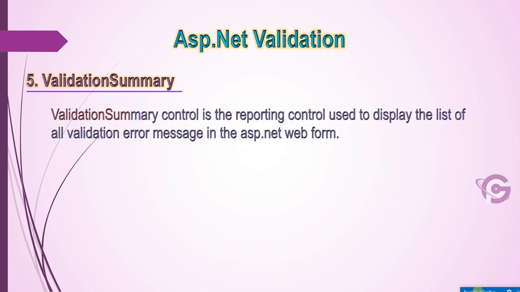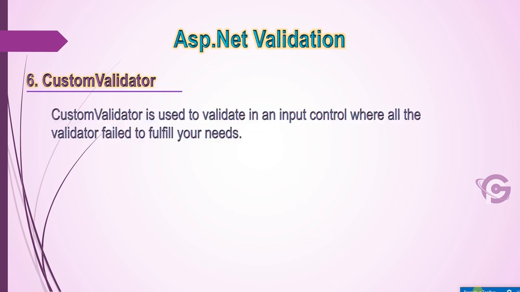Validation summary control is the reporting control used to display the list of all validation error messages in the ASP.NET web form. Custom validator is used to validate an input control where all the validators fail to fulfill your need.